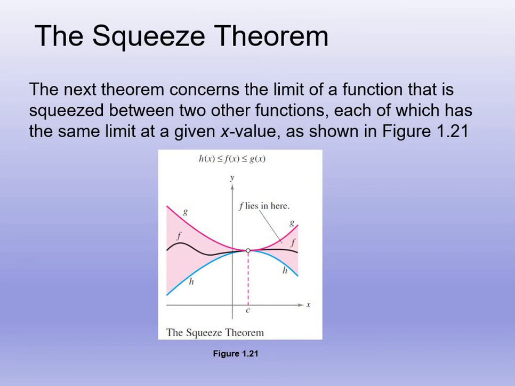The last thing we're going to learn in this section is about the squeeze theorem. So what does that really mean? That means if we have two functions, a function h of x and a function g of x, and they both have the same limit at x equals c, and we have a third function f of x that is between h of x and g of x, it will also have the same limit at point c. And we call that the squeeze theorem.